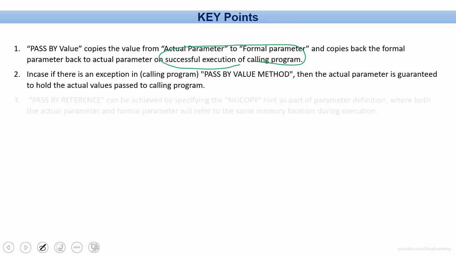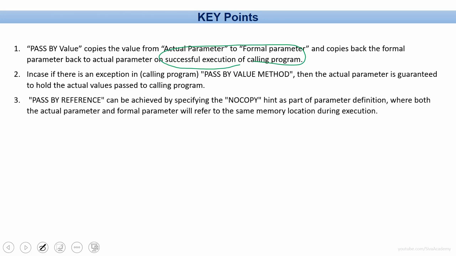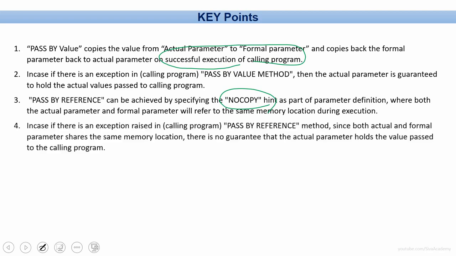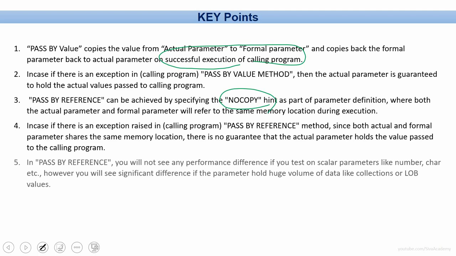The next point is, pass by reference can be achieved just by specifying the NOCOPY hint as part of the parameter definition, where both actual parameter and formal parameter will refer to the same memory location during execution. In case there is an exception raised in the calling program by the pass by reference method, since both the actual and formal parameter share the same memory location, there is no guarantee that the actual parameter holds the value passed to the calling program.